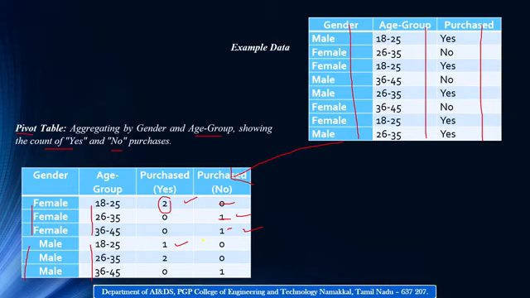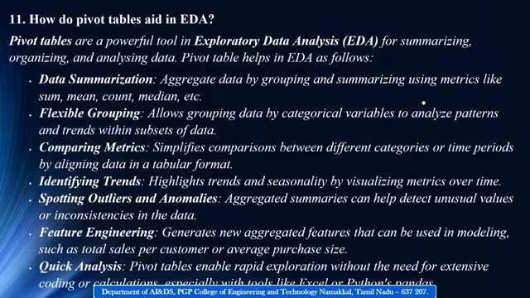This is called a pivot table. In the original table the data is available, but is it giving any insight to you? It's not giving. Once it is converted into the pivot table, you can understand this data. So this is pivot. Now you can go for the theoretical part. How do pivot tables aid in EDA? How does a pivot table help in EDA?